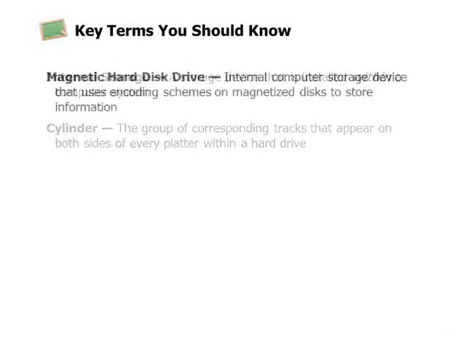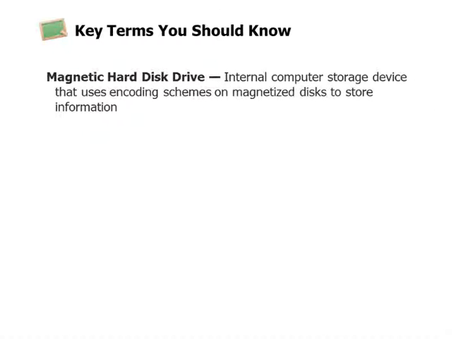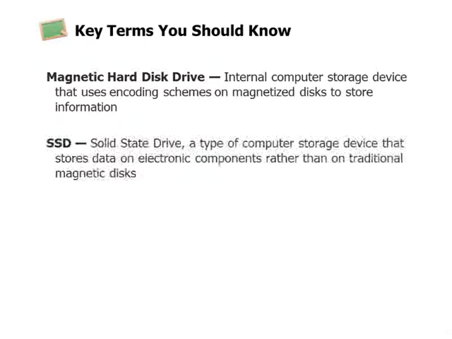Then you had magnetic hard disk drives, sometimes just referred to as HDD, which is in contrast to floppy disk drive or FDD. This is an internal computer storage device that uses encoding schemes on magnetized disks to store information, typically just called a hard disk drive. Then you have a solid state drive or SSD. This is a type of computer storage device that stores data on electronic components rather than on traditional magnetic disks.